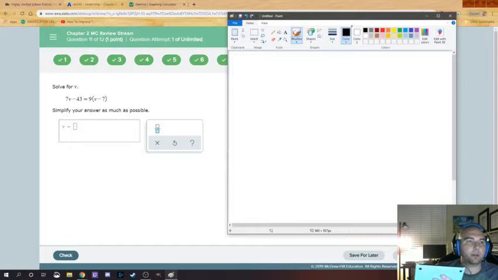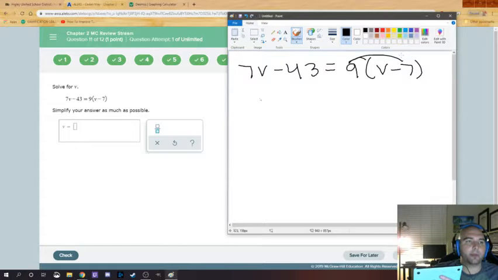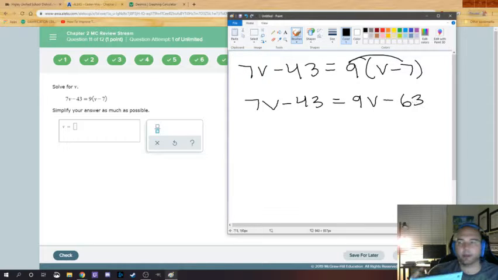Sad day. That's okay. 7v minus 43 equals 9 times (v minus 7). Okay, so we're going to distribute here on the right side. So you get 7v minus 43 on the left, and 9v minus 63 on the right. And so this is similar to the last problem. It has parentheses and I had to distribute. But different from the last problem, the v's are on the opposite sides.